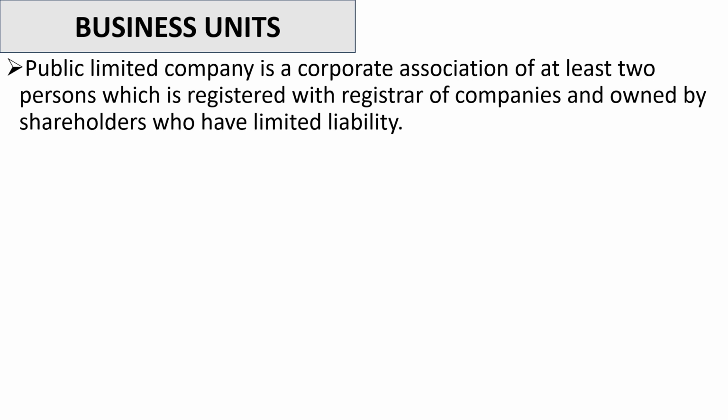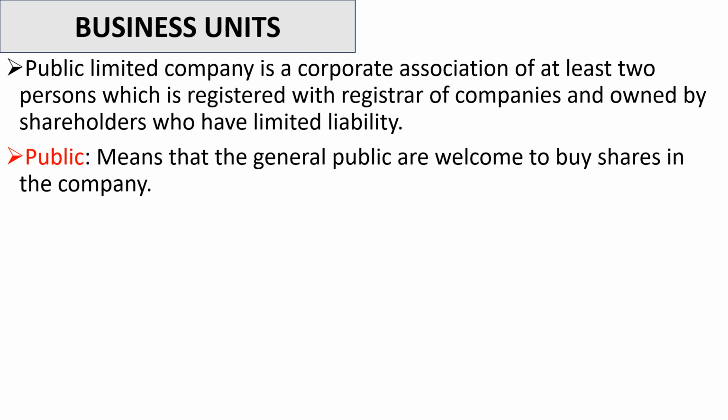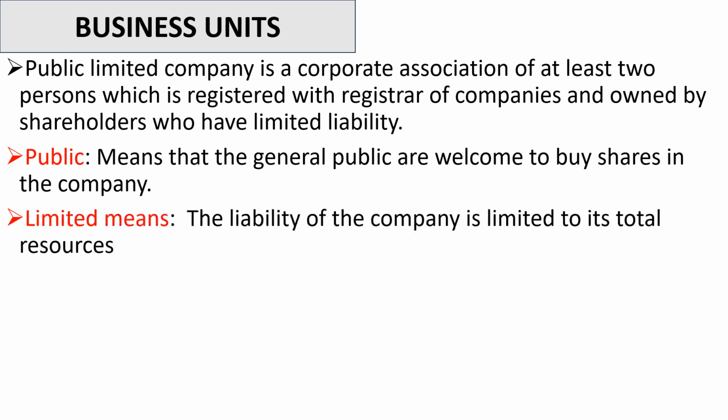Just to go a bit deeper, let's break apart the words that make up public limited. What does public mean? Public means that the general public are welcome to buy shares in the company. Limited means the liability of the company is limited to its total resources. So the first one, public, means you and I can buy shares and become shareholders in that company. It's not just for some specific people like a private limited company. Then limited means the liability of the company is limited to its total resources. This is the same as in a private limited company.